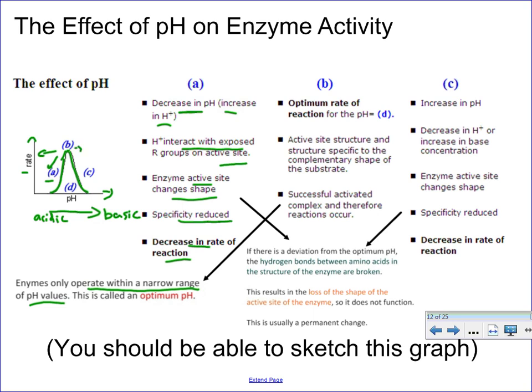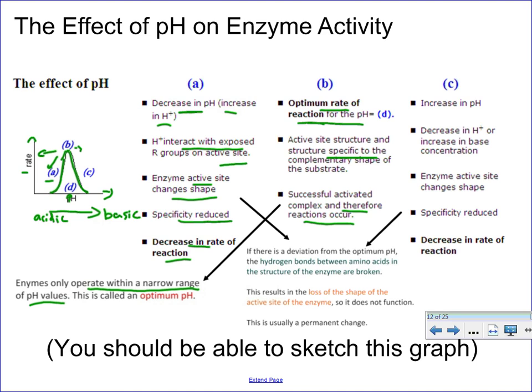At point B, we have the optimum rate of reaction for this particular reaction. This relates to point D on the graph as well. At this point, the active site structure, specific to the complementary shape of the substrate, is intact. So you can get successful enzyme substrate complexes being created, and therefore reactions can occur.